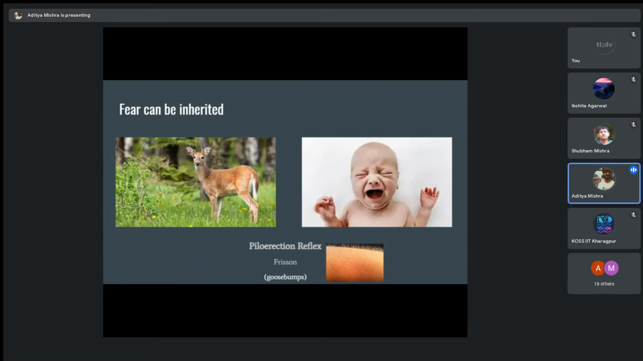Thus we learn to be afraid of feeling these reflexes, and it's not actually the pain that we fear; it's the perception of an impending pain that causes the fear, and that's how we feel fear.